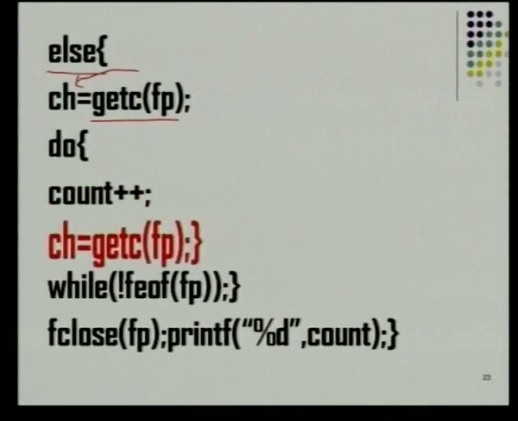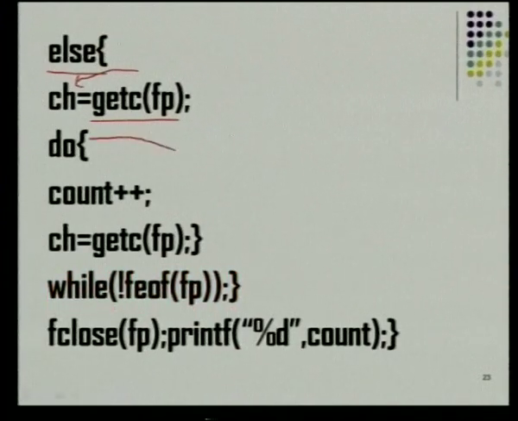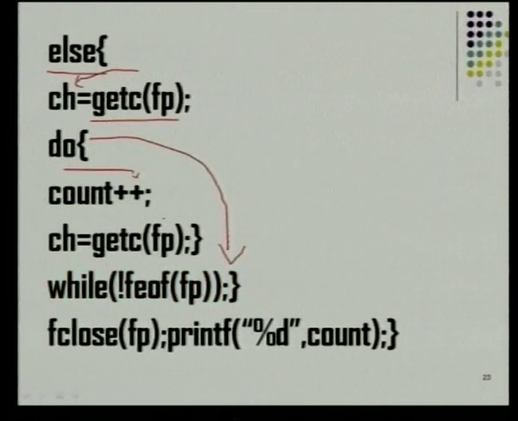For each character that you are reading, for each getc of fp that you are storing in ch, you are incrementing the count by 1. While not equal to end of file fp, you are doing this work. So, this is a do while loop. While the file does not reach its end, as long as there is data in the file, you are incrementing the value of count and getting the character from fp, storing it in ch. So, for the number of characters, you will have the count incremented.